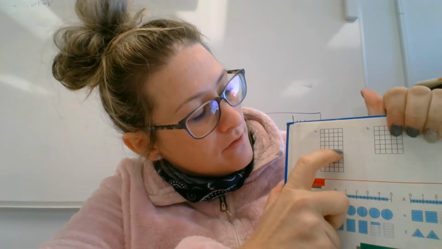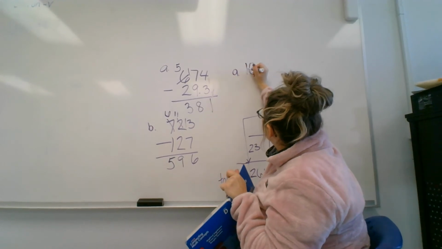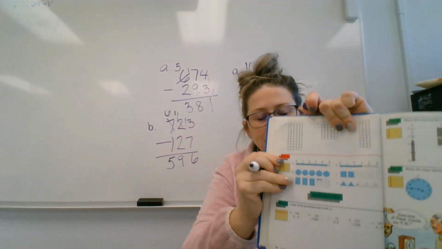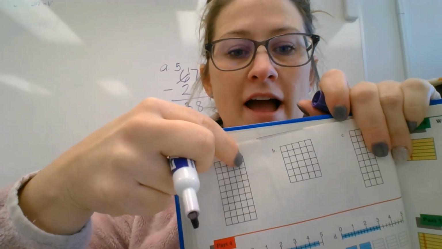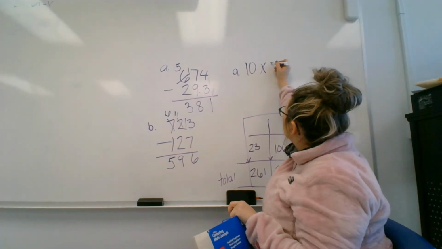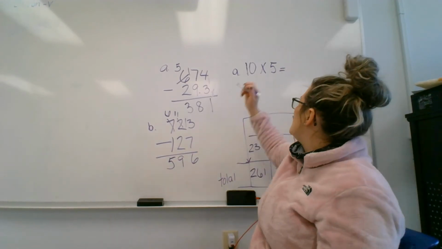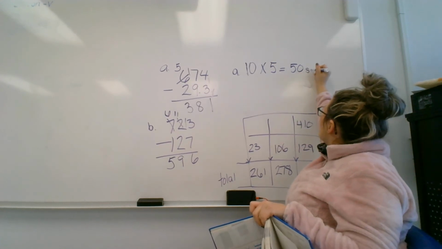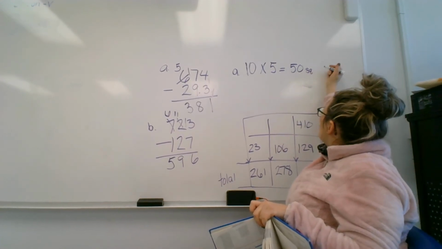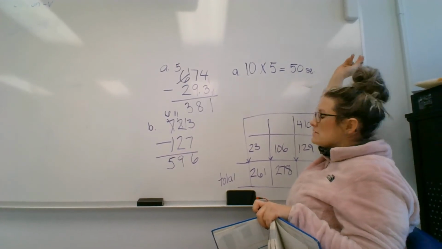All right, so I'm going to count my number of boxes going up. 1, 2, 3, 4, 5, 6, 7, 8, 9, 10. All right, so going up, I have 10 times. Now let's count going over. 1, 2, 3, 4, 5. 10 times 5. On my multiplication chart, 10 times 5 equals 50. 50 what? 50 square units, or 50 squares.